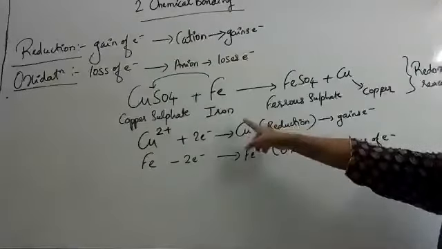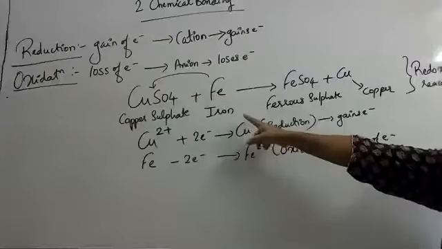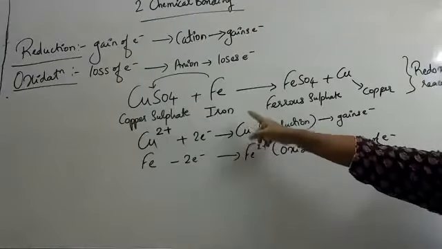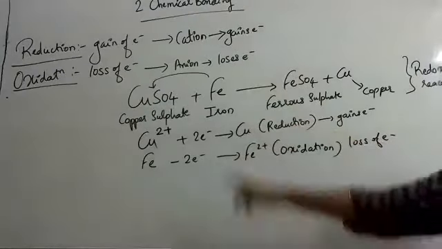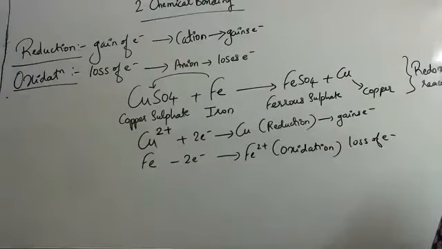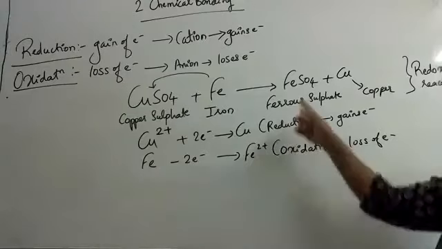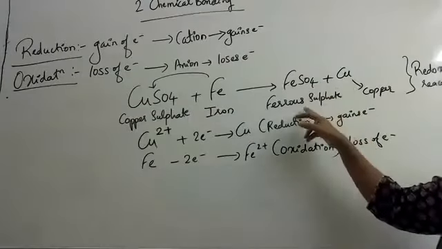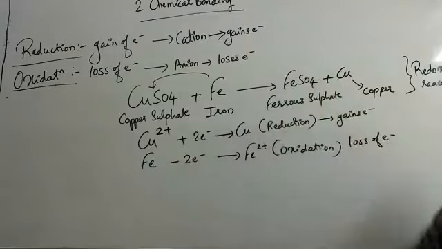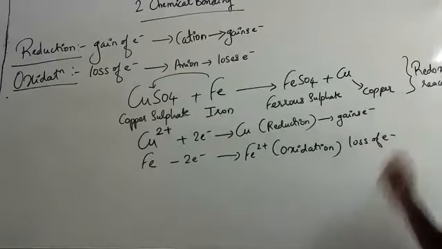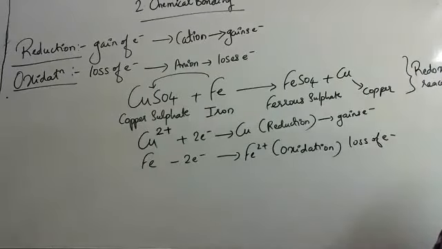Copper sulfate and ferrous, that is iron, they undergo a displacement reaction. Okay. Ferrous is more reactive than copper. Therefore, it is going to replace copper and it will form ferrous sulfate and copper. Now, in this reaction, there is oxidation and reduction taking place simultaneously. That is, oxidation and reduction take place together. Therefore, this reaction is called the redox reaction. How it is taking place, we'll see that.